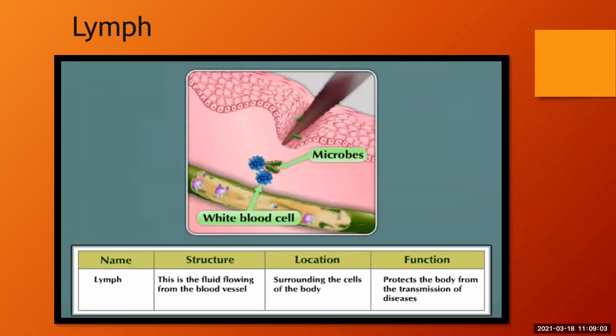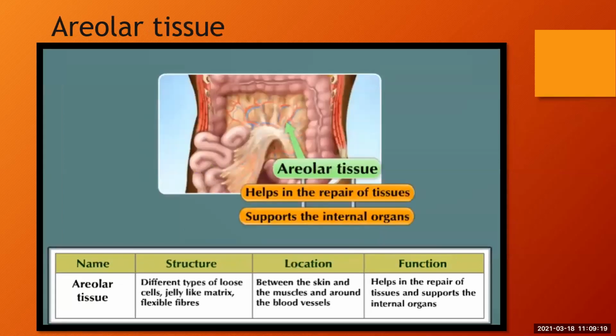Location of it is surrounding the cells of the body, and the function is to protect the body from the transmission of disease. So this lymph will protect the body from diseases entering from outside.